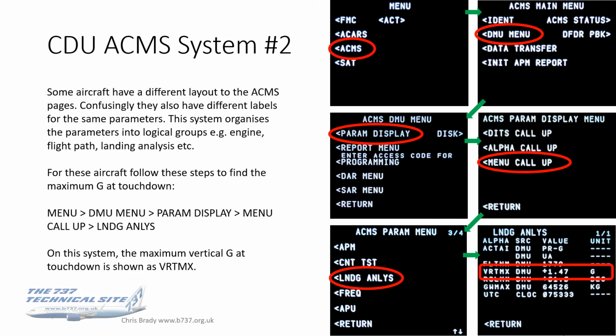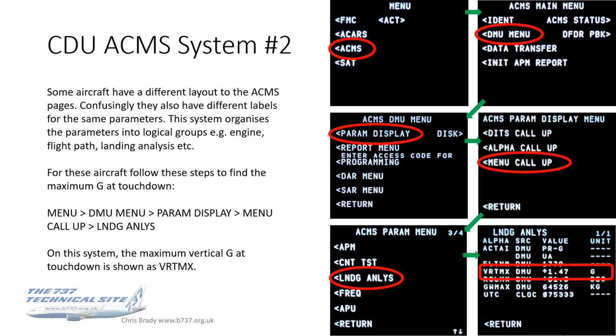Method two, with a different system, you go in this way again. It's ACMS, DMU menu, parameter display, menu call up, and then choose landing analysis from the parameters menu, and there are 4 pages of these. So you want to scroll through to page 3 for landing analysis, and on landing analysis you'll see a field called VRTMX, which is the touchdown G there.